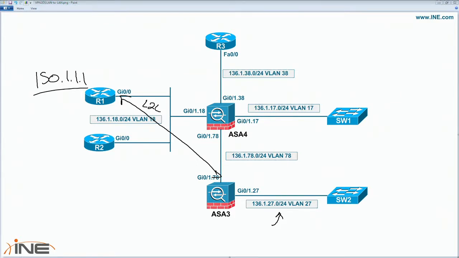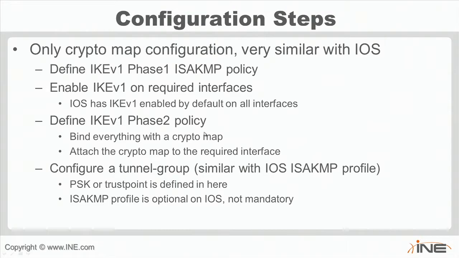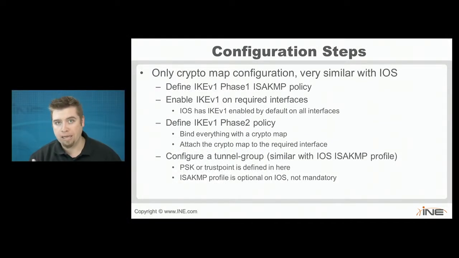So first, let's go ahead and do this on the iOS side. And as we configure the different portions of the tunnel, so as we go through, let me go back a couple slides here. As we go through the ISAKMP policy, we're going to look at it on the iOS side and the ASA side, then the crypto map on the iOS side and the ASA side, so we can kind of see them on a one-to-one basis and look at some of the minor differences.